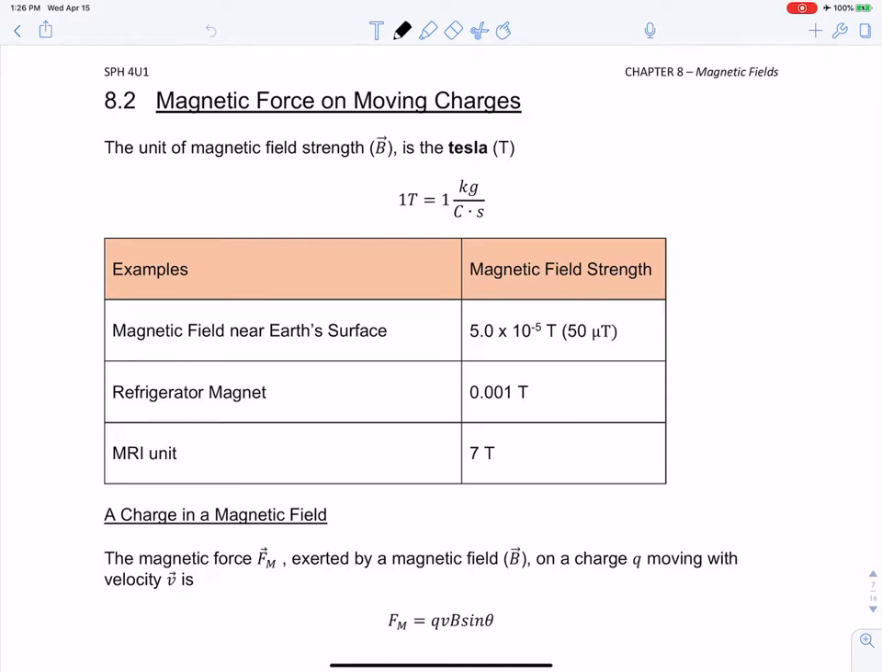Something that has a very strong magnetic field strength, like an MRI unit, only has a magnetic field strength of 7 Tesla. Now, keep in mind, 7 Tesla is very strong, but comparatively speaking, these magnitudes aren't very big, but they correspond to big changes in magnetic field strength.